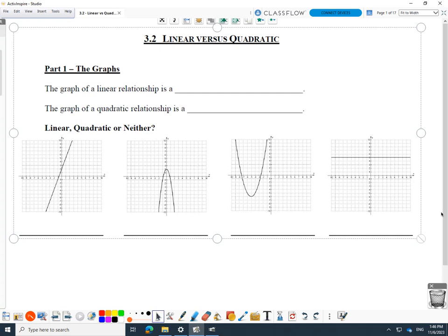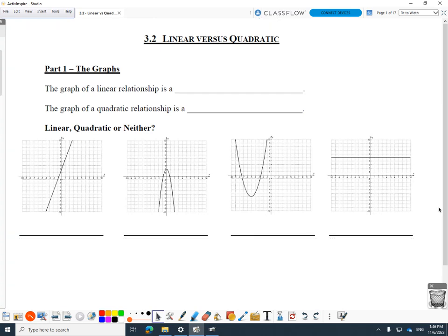We're discussing linear relationships, basically lines. This chapter, we're doing something called quadratics. And so we better establish the difference between the two before we start.